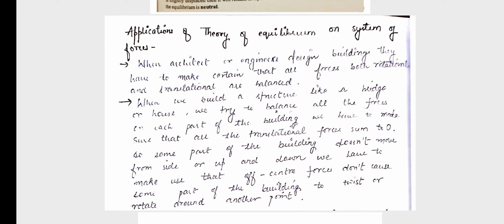We have to make sure that all the translational forces sum to zero, so some part of the building does not move from side to side or up and down. We have to make sure that off center forces don't cause some part of the building to twist or rotate around another point. So these are the applications of theory of equilibrium on system of forces.